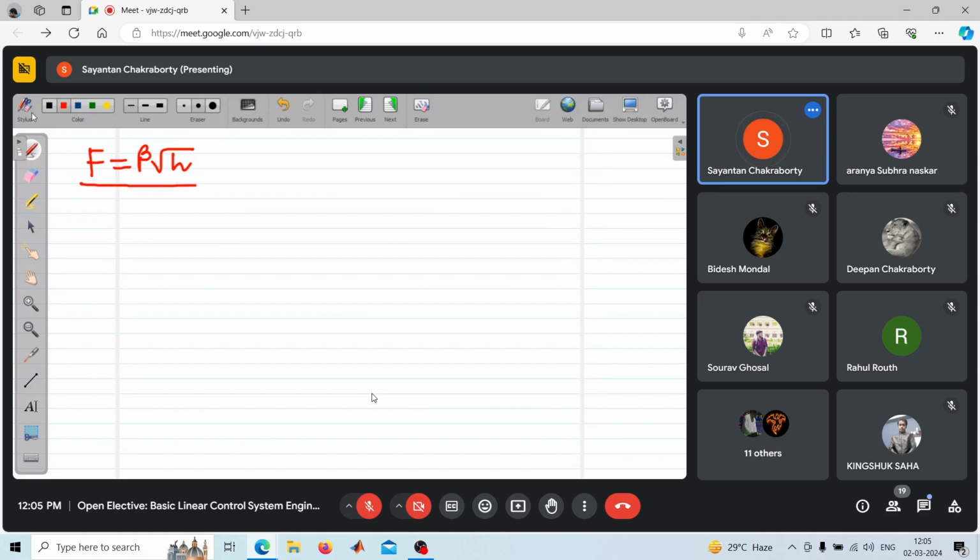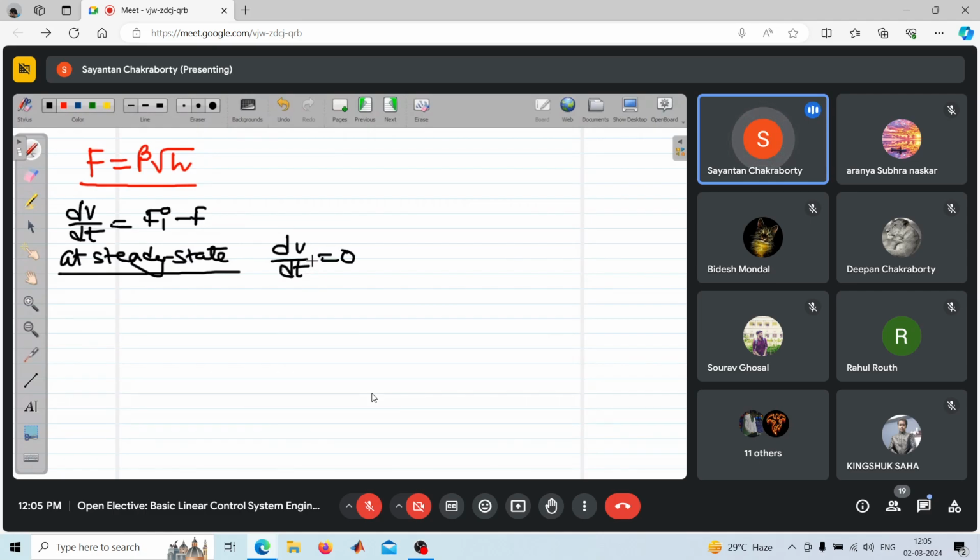We have already defined that dV/dt is equal to Fi minus F. So at steady state, now how do we define steady state? For a liquid flow system like this, at steady state, dV/dt should be equal to 0. There should not be any change in the volume. And when will it be achieved? Only when Fi is equal to F. So the inlet flow rate is exactly equal to the outlet flow rate. And under such circumstances, you will have equilibrium where the height of the liquid, or the volume of the liquid in the tank, will be constant.